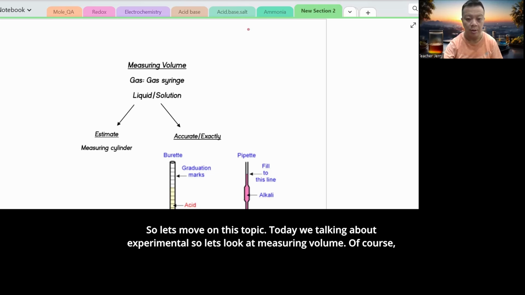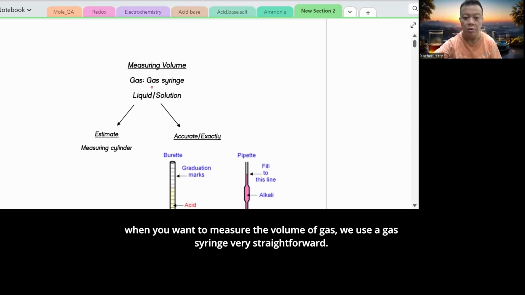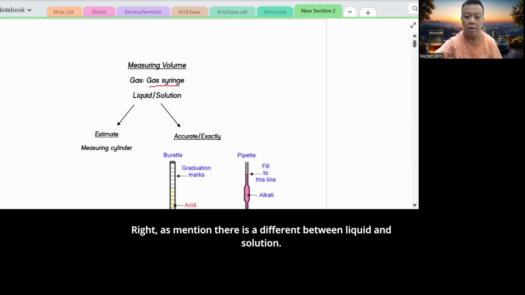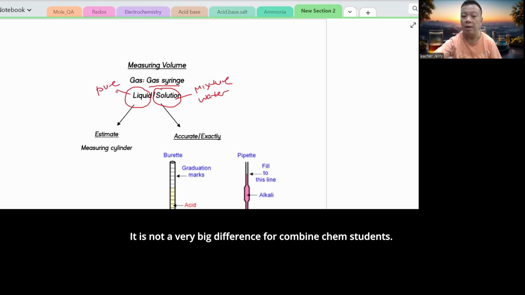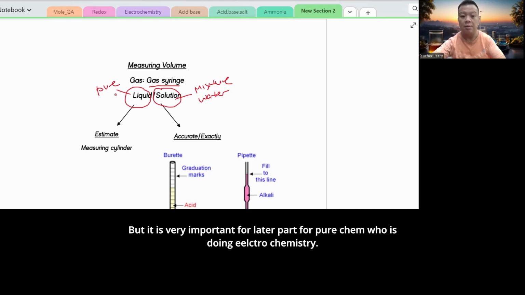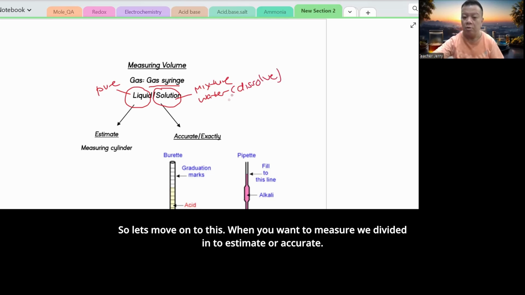Today we're talking about experimental chemistry. Let's look at measuring volume. When you want to measure the volume of gas, we use the gas syringe. Very straightforward. Also mention there is a difference between liquid and solution. Basically, solution means it's a mixture, where we dissolve something in water, whereas liquid is pure. It is not a very big difference for combined chem students, but it is very important later for the pure chem students who are doing electrochemistry. So we dissolve in water, then we get the solution. This is the main physical state of chemicals that we see in our lab. Let's move on.